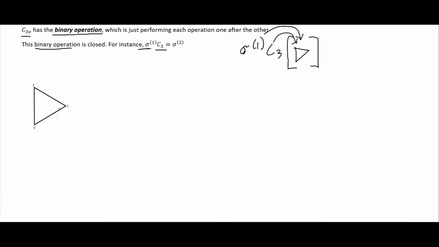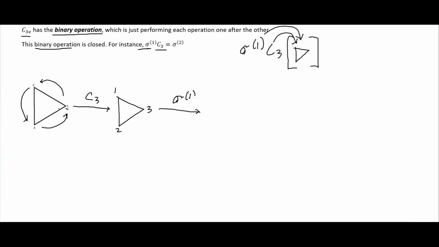And so we have our triangle here, and if we first perform the C3 on it, which is a counterclockwise rotation, so a 120 degrees counterclockwise rotation, we get our triangle here. But now all of these points are going to be rotated once. So we have the 1 up here instead of right here. We now have the 2 down here and then the 3 here. Then we want to perform our sigma.